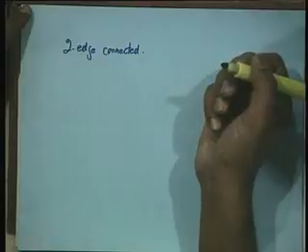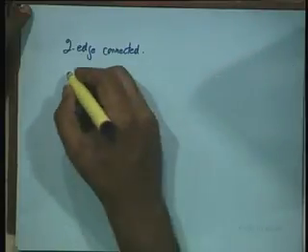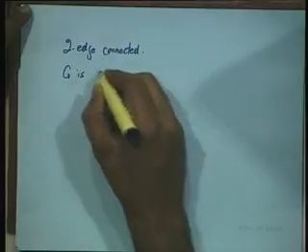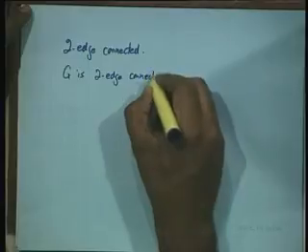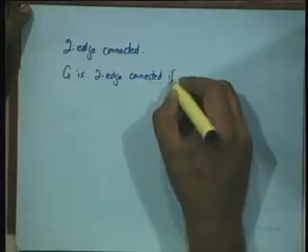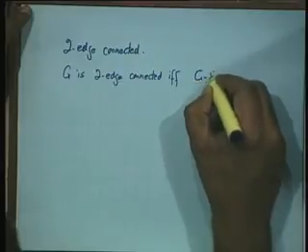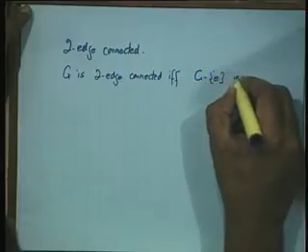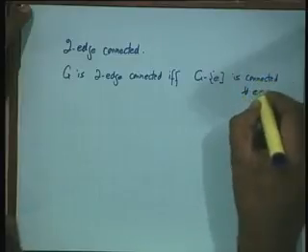Connected, right. So, that is the term that I am going to be using. A graph G is two edge connected if and only if G minus e is connected for all e.